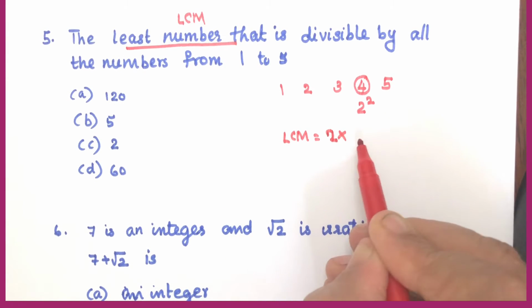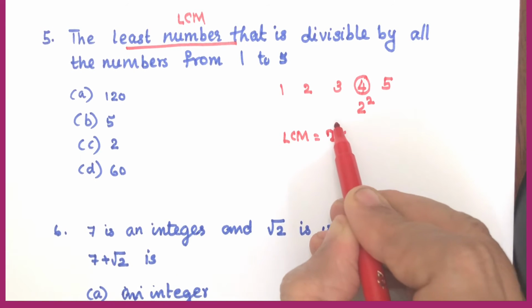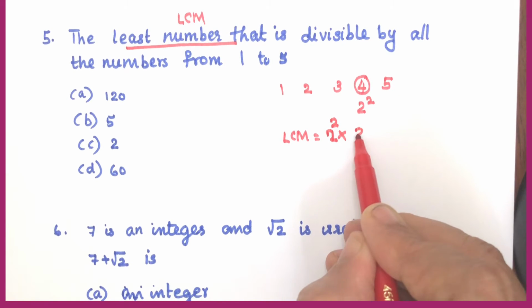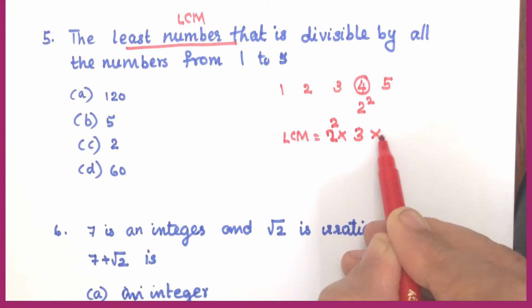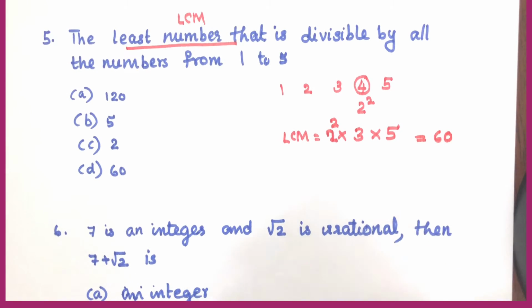So we have to write down LCM, which means product of prime numbers involved in it with maximum powers. 2 is a prime number involved. The maximum power of 2, the highest power, is 2 square, times next prime number is 3, times next number is 5. Therefore we get LCM equals 4 times 3 times 5, which is equal to 60. Correct answer is option D, 60.